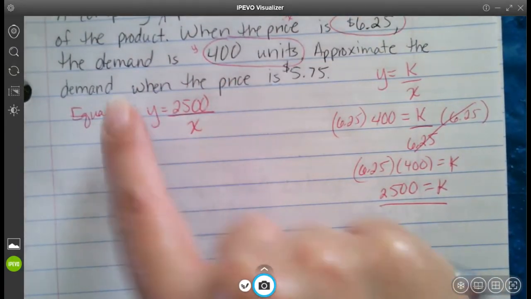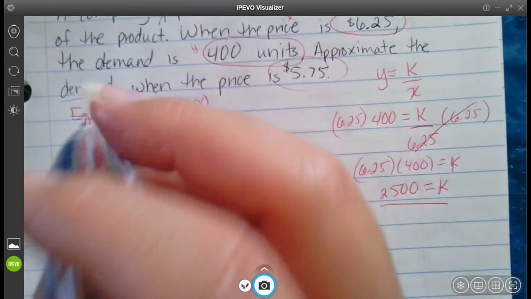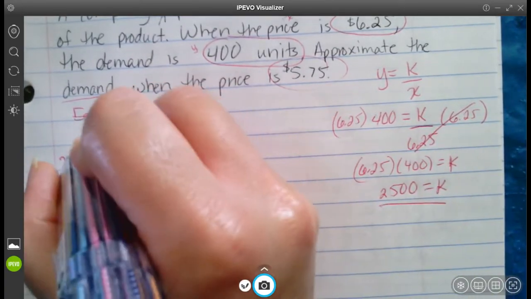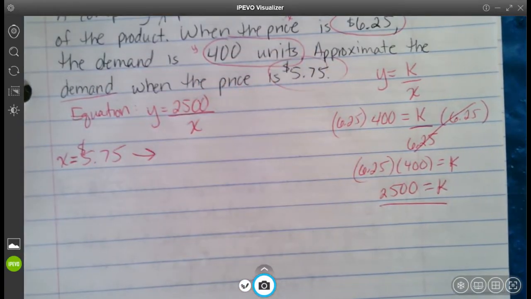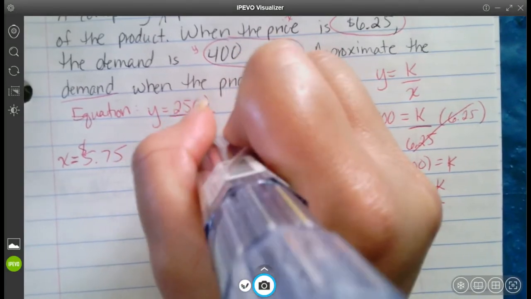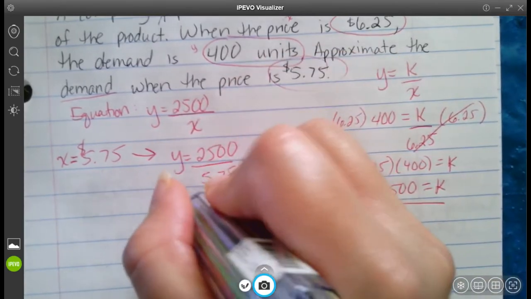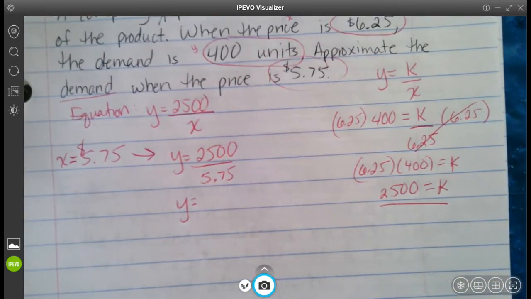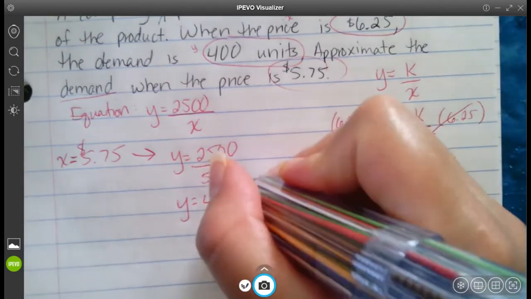And we're going to use this to find the demand when the price is 575. So when X equals 575, what is our Y? Y equals 2500 over 575, just plug it in. I'm going to calculate that super quick because it's Friday and I do not want to do stuff in my head right now. So I am getting 434 and 78 cents approximately.